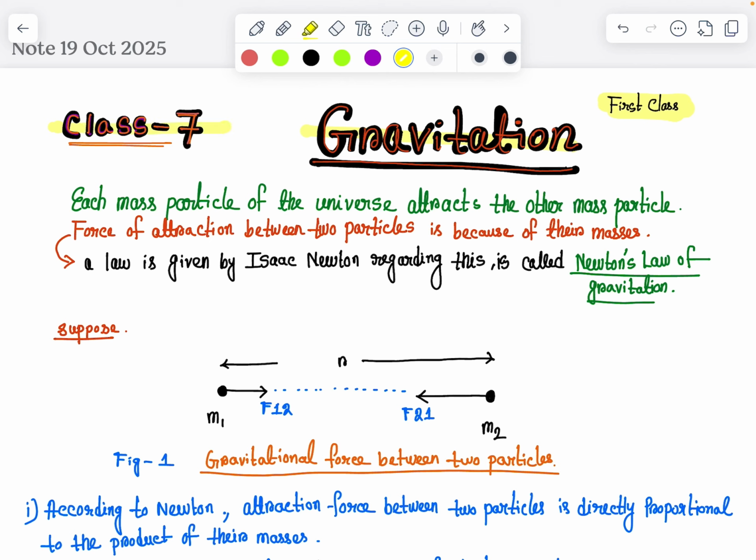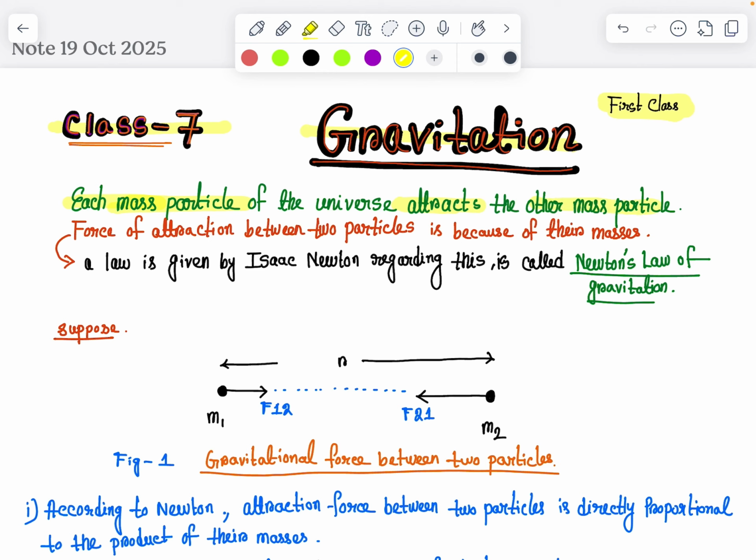Today I will discuss the chapter Gravitation, which is a part of the class 7 CBSE syllabus. As you know, the earth applies an attraction force to each and every particle present on the earth's surface. That means each mass or particle has an attraction force towards the earth, and also each mass or particle is attracting another mass or particle.